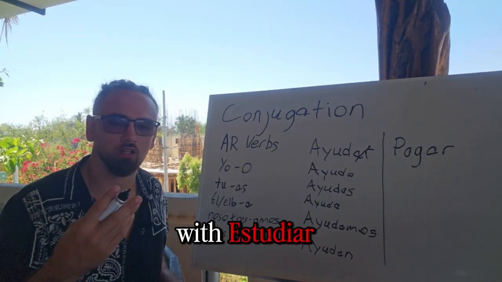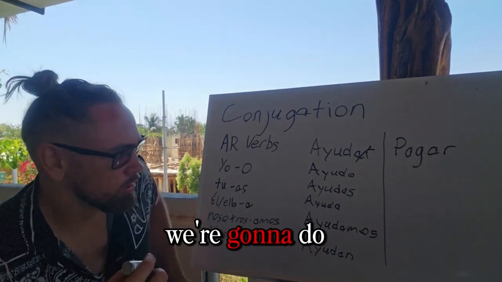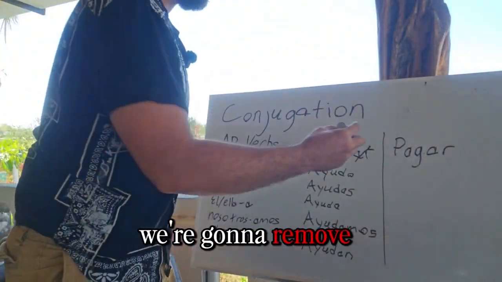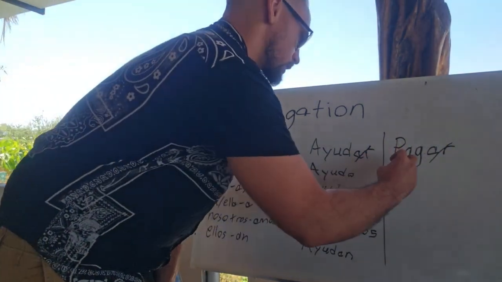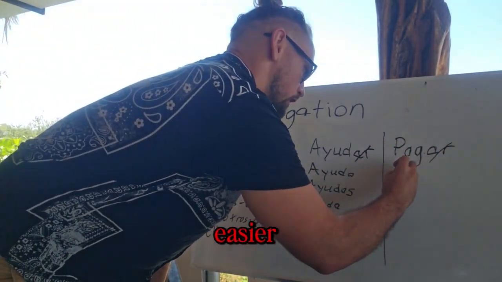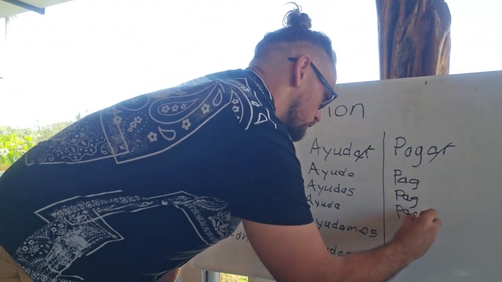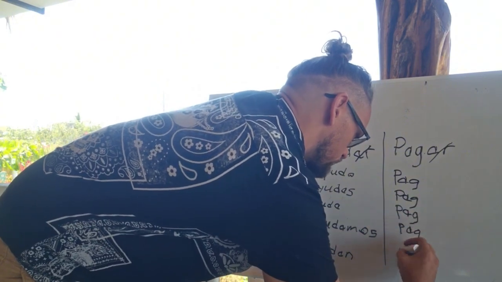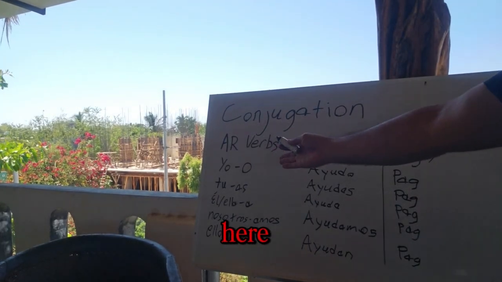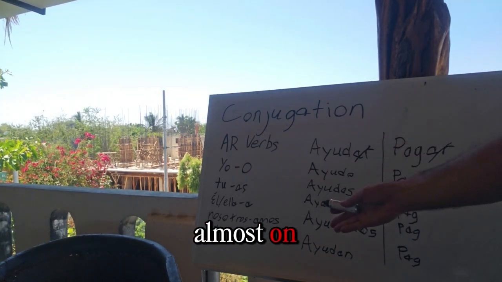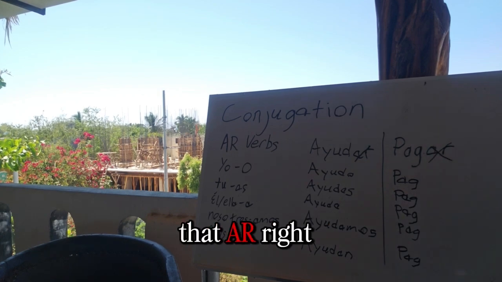We'll give one more example here with pagar, and then I want you to give a try with estudiar, escuchar, and trabajar, right? So first thing we're going to do, we're going to remove this AR. That goes away, right? And so to make my life easier, I'm going to write my roots. Now, I'm going to take these endings that we see over here, o, as, a, amos, an, and I'm going to put them at the end of my stem without that AR, right?